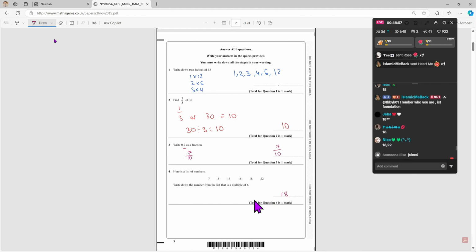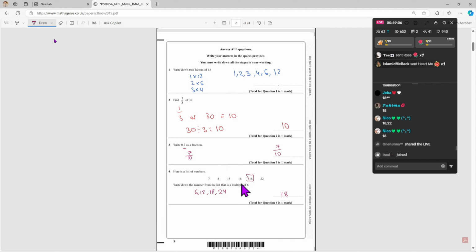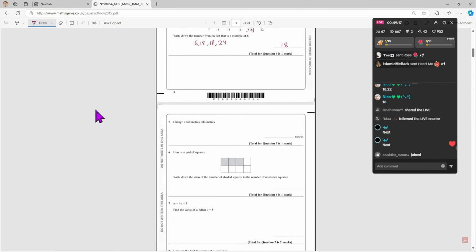So if you didn't know it was 18, first of all, you would list out the multiples of 6, and then you'll spot the multiple, which was 18 right there. So well done if you got 18. Obviously, foundation papers always start off easy. As you can see, they're going to be very easy questions first, and they're going to get to the hard questions at the end.